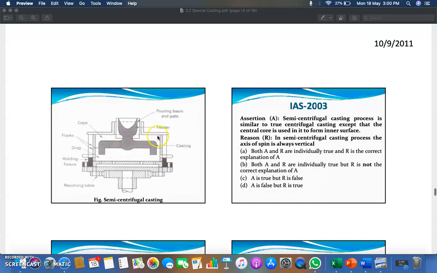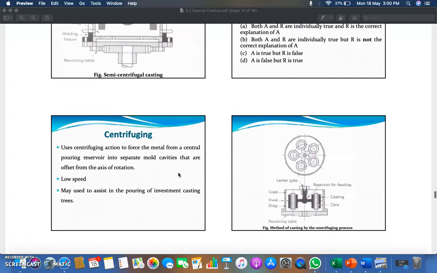This is the diagram, or the setup, which they use if you are producing parts with semi-centrifugal casting. This is the drag, this is the cope, this is the holding fixture, and this is the revolving plate, meaning it will revolve or rotate. This is the pouring machine, the gate. This is the feeder, and this is the casting. This dark color is your casting. So this is the whole setup for your centrifugal casting.